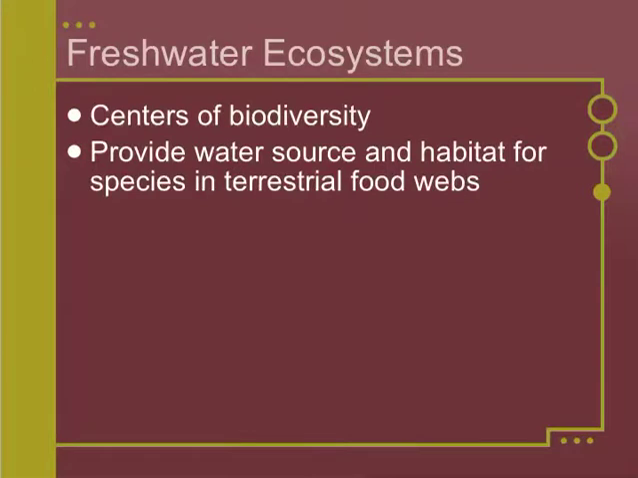Freshwater ecosystems. Freshwater ecosystems encompass all the rivers, streams, and lakes that do not contain salt water on our planet. These are centers for biodiversity. They also provide a water source for many people and a habitat for many terrestrial and aquatic animals.